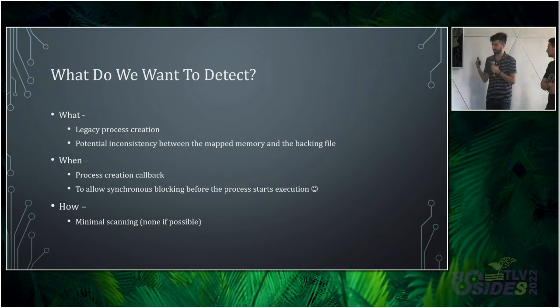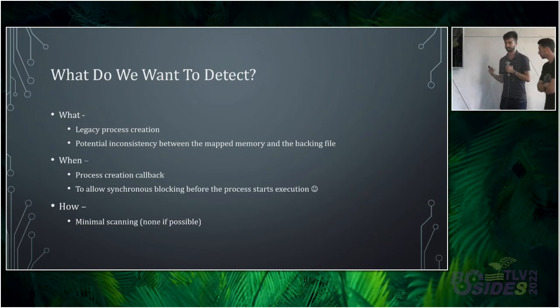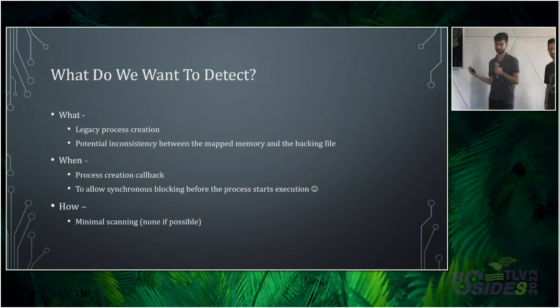So what do we want to detect here? We want to detect 2 things. One is this legacy process creation API usage. Because if you use the modern process creation API, you don't have the opportunity for a time of check, time of use. So if we don't have the opportunity to abuse this, the process creation is not interesting.